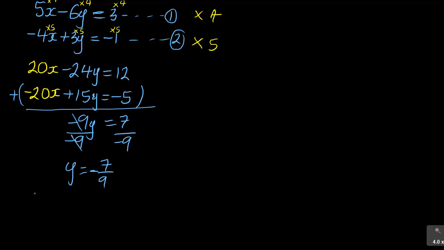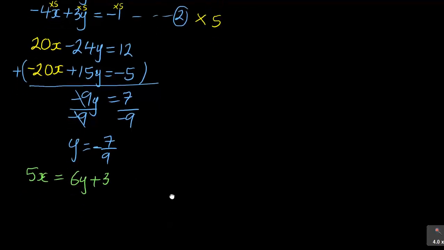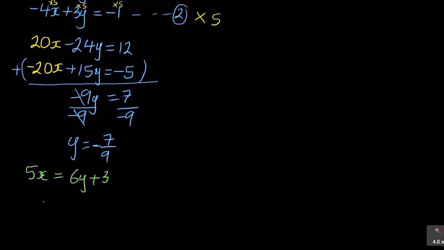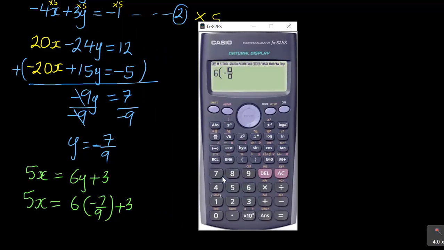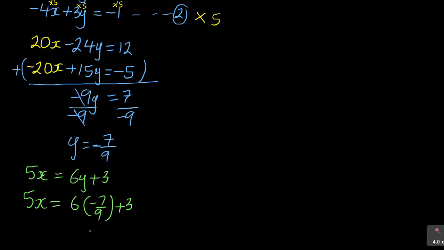So you write 5x is equal to 6y plus 3. In this particular case, we know the value of y. It is minus 7 over 9. So we have 5x is equal to 6 times minus 7 over 9, which is my y, plus 3. And then if you take a calculator again, 6 times minus 7 over 9 plus 3, I'm getting minus 5 over 3.